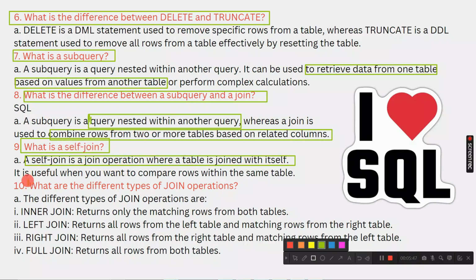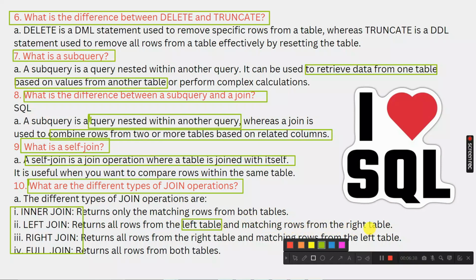Okay. Then the next most important question is, what are the different types of join operations in SQL? So the answer is, in SQL we have 4 different types of joins. Okay, first is inner join, then left join, right join, and full join. In case of inner join, it returns only the matching rows from both the tables. Okay, but in case of left join, it returns all the rows from the left table and matching rows from the right table.